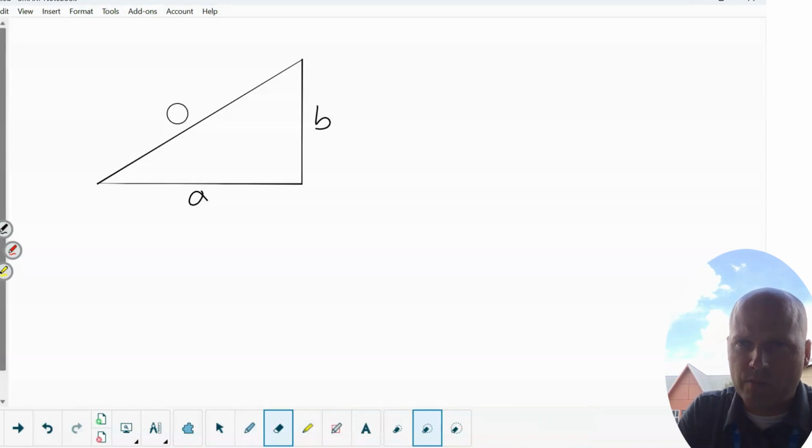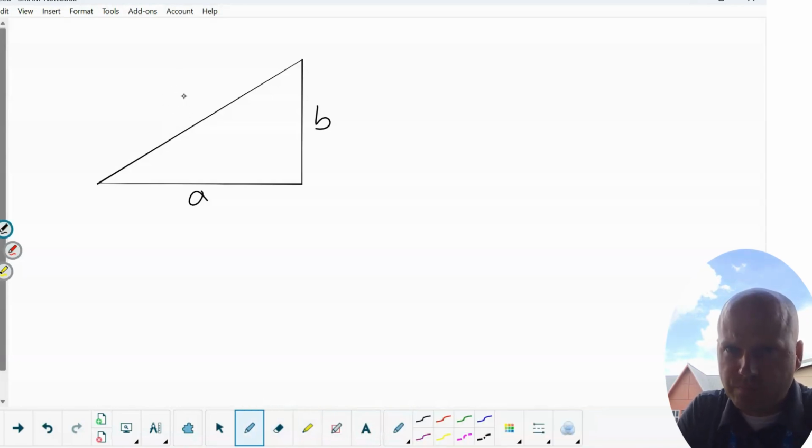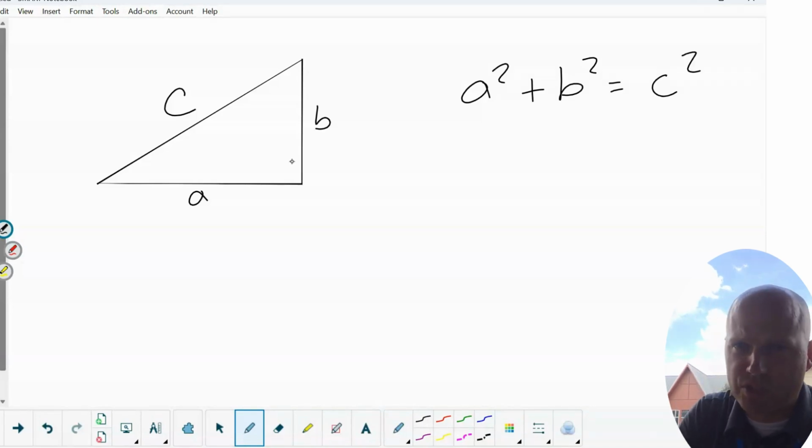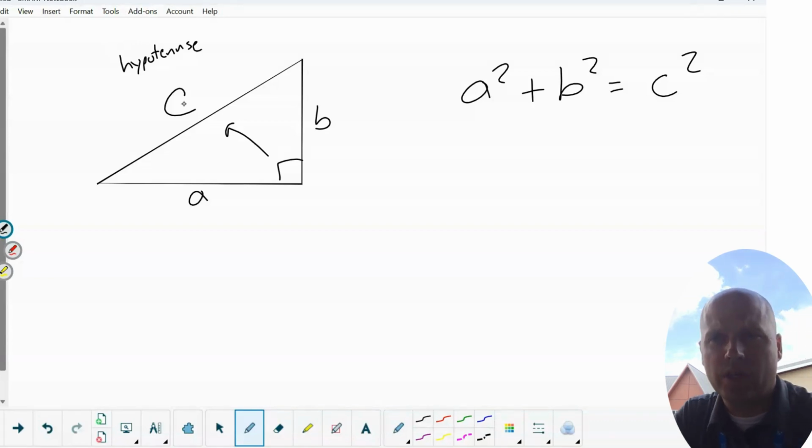He discovered, and we showed in the proof, that if you sum the squares of the lengths of the legs, you get the square of the hypotenuse. This is very important. This C is always the hypotenuse. The hypotenuse is what we call the largest length. It's opposite the largest angle.